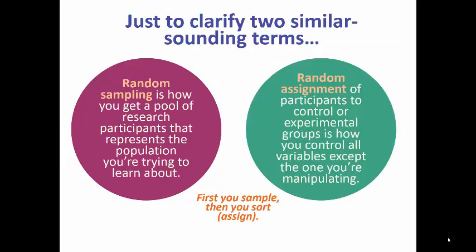So random sampling and random assignment are two terms that sound the same, but they actually mean something different. Random sampling is how you get the pool of research participants that you need. So remember, if we think about our jar, random sampling is just taking out a random sample of beads from the jar. Random assignment is how we control that our two groups are equal.